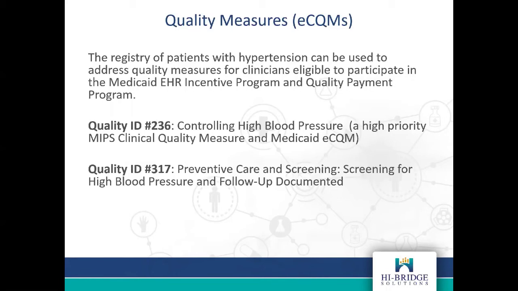So the registry of patients, how this can relate to your quality payment program reporting. If you create a registry of patients with hypertension, it can be used to focus on this diagnosis and address quality measures for clinicians that are eligible to participate not only in the QPP, but also in the Medicaid EHR incentive program. One of those is quality ID number 236, controlling high blood pressure. It is a high priority MIPS clinical quality measure. We'll go a little further into the description of this measure on the next slide. And also quality ID number 317, preventive care and screening for high blood pressure and follow-up documented.